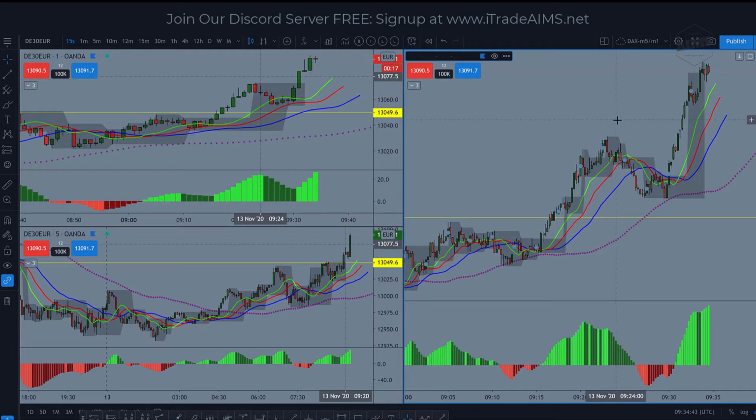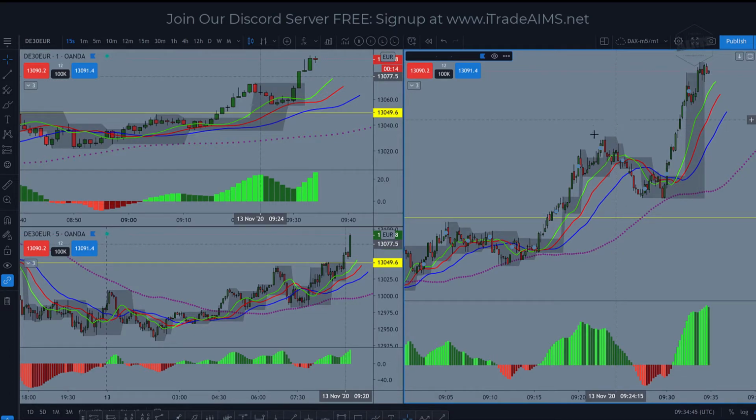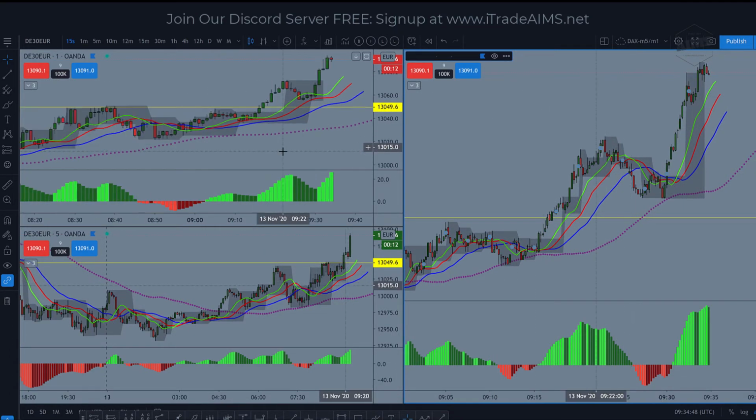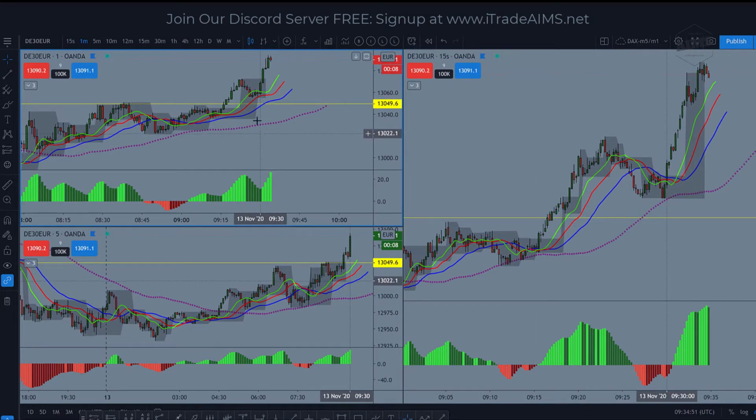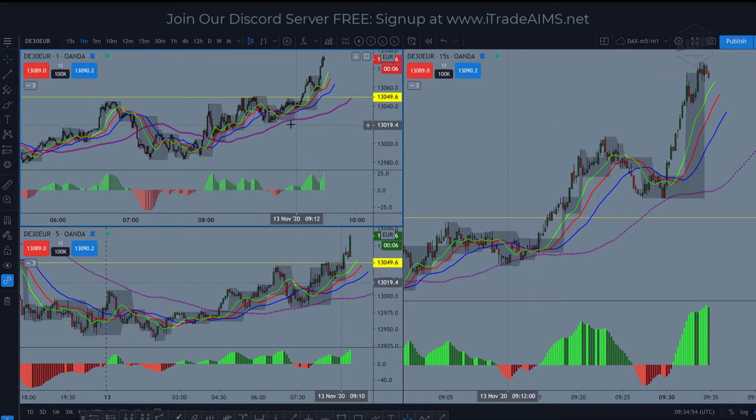Beautiful. So yeah, next time when we are doing anything like this and someone else is seeing something, it would be nice if somebody goes, oh, by the way, DAX has broken out of a range.